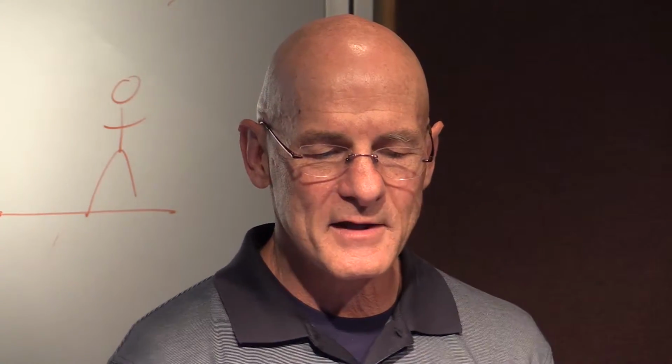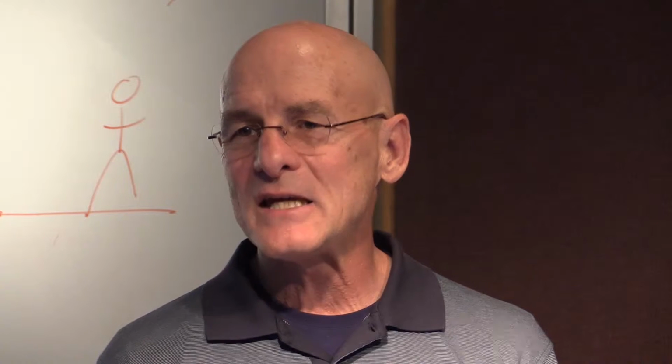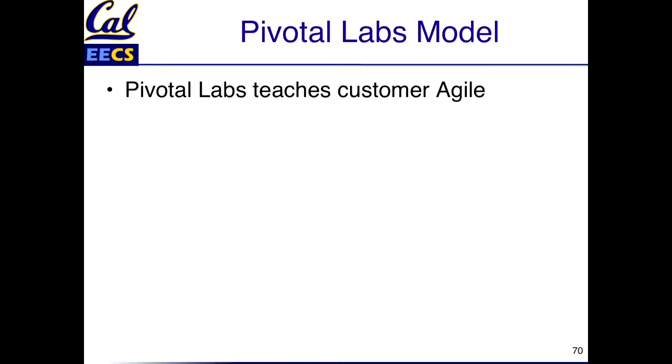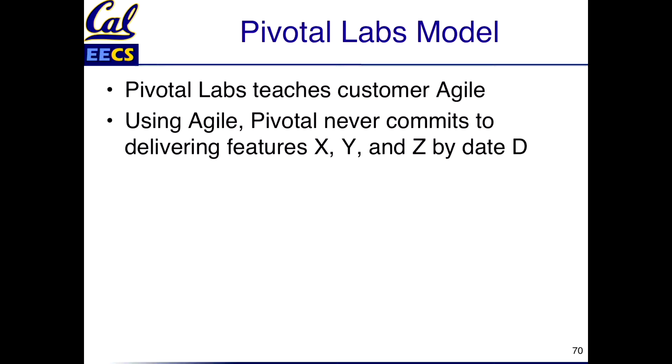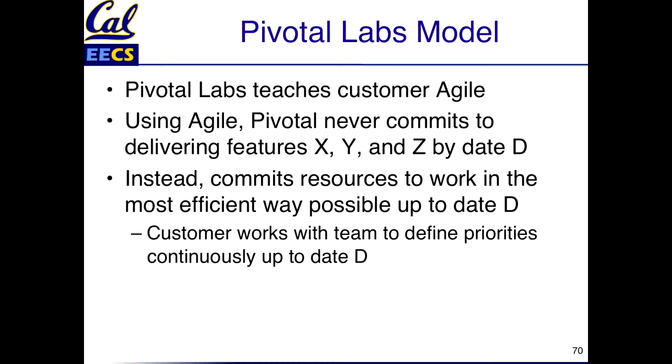So Pivotal Labs, not only do they develop code, they help teach the customer how to develop code by teaching them Agile. So they never promise that we'll deliver these 3 features by this date. What they do instead is they commit resources to work efficiently up until that date, and they'll work with the customer to find the priorities to see how things take. So it's not hitting a target based on features in a time window. It's estimating how much effort it'll be, and then we'll see how it goes.